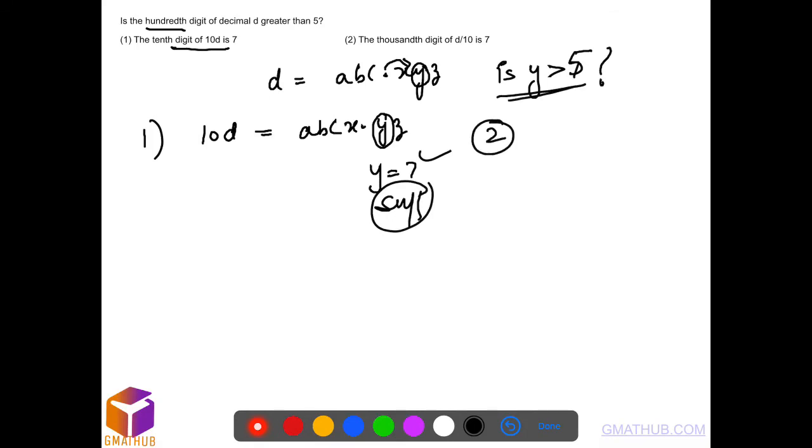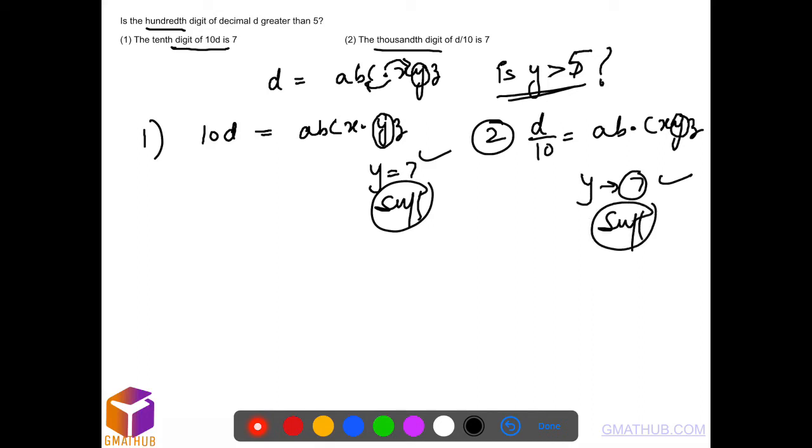Second, D by 10. D by 10 would be AB dot, the decimal will shift 1 to the left. So we know 1000th digit. 1000th digit again would be Y. Y is given. So this is also sufficient. D is your answer.